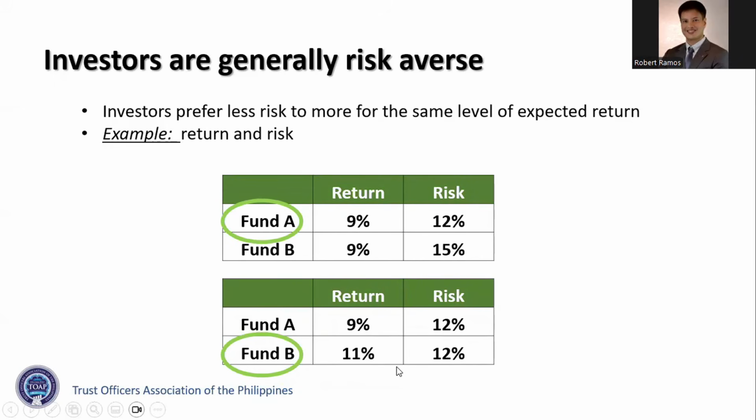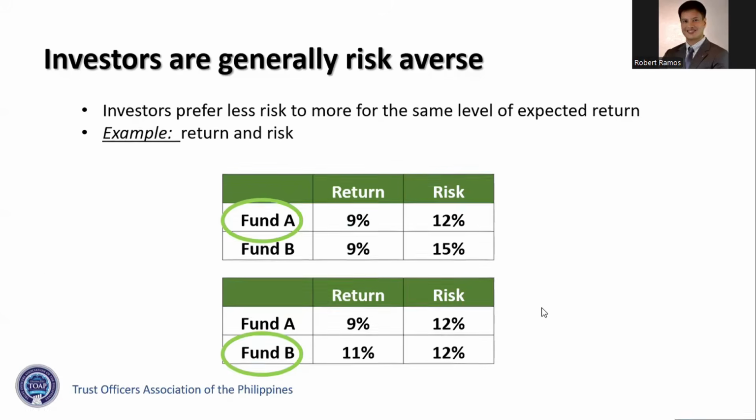Looking at it from a return perspective, assuming that both funds have a risk, probably measured by standard deviation, of 12%, investors would gravitate towards Fund B because Fund B, given the same level of risk, has a higher return.